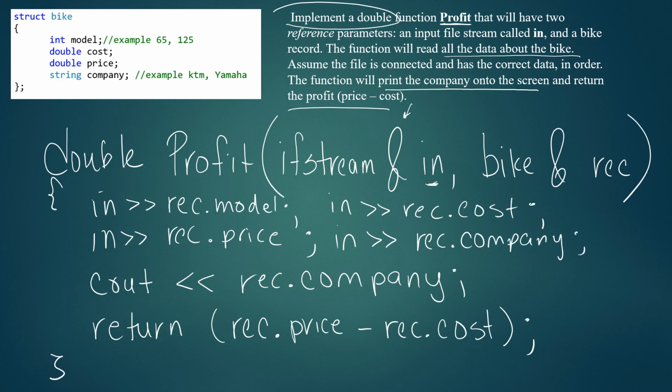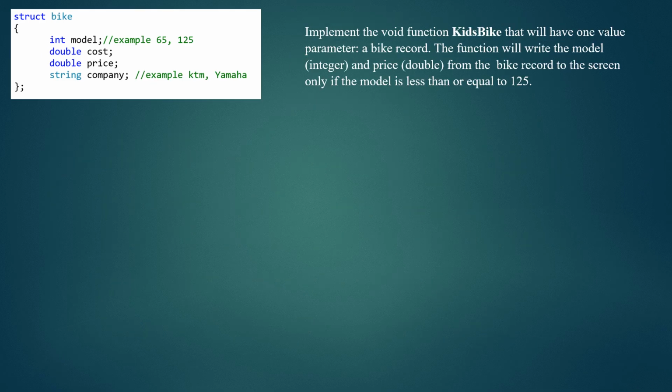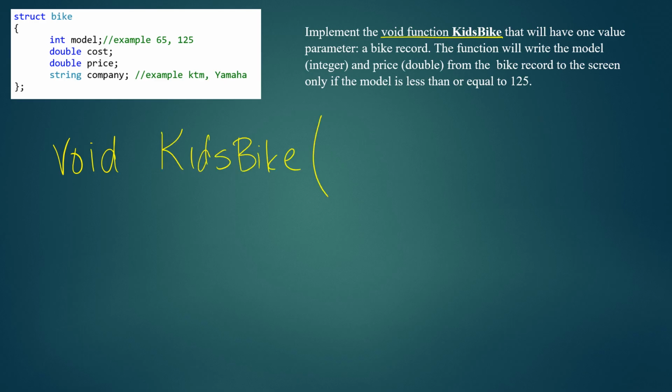All right, let's move on to the next question. We're using the same struct bike here. In this one, we have a void function. The name of the function is kids bike. This function has one value parameter, so it has a bike record. You will notice I do not have the ampersand. I could call this record. It doesn't really matter. This is not a reference parameter. It's a pass by copy or a value parameter.